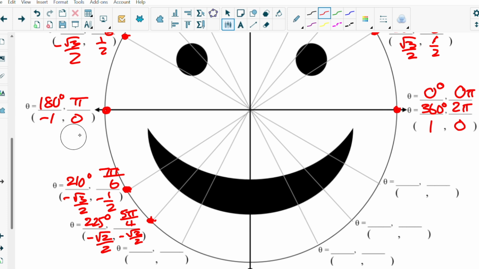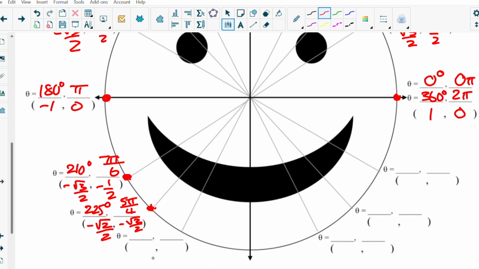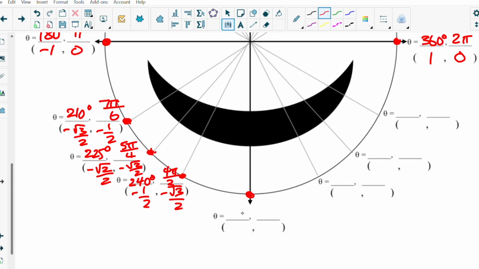All right, continuing. So you see the pattern developing here. This would be negative 1/2 and negative square root of 3 over 2. And that's 240 degrees and 4 pi over 3. Okay, down to another quadrantal angle. This point right here, this is 0, negative 1. This is 270 degrees, one of our quadrantal angles, and this is 3 pi over 2.